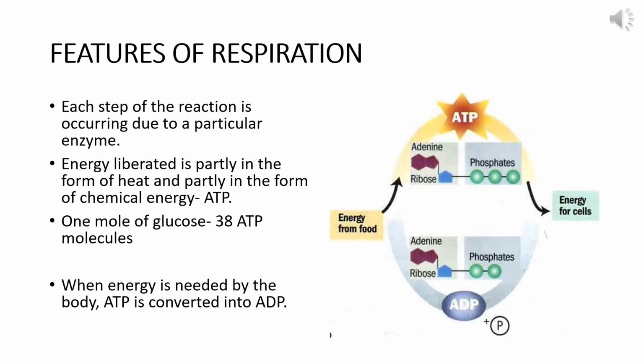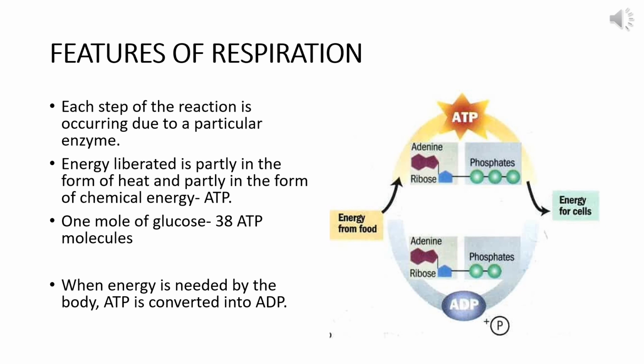All of the steps of respiration, be it a step of glycolysis or a step of the Krebs cycle, are regulated by different sets of enzymes. So in the whole process of respiration, there is a particular enzyme for each particular step. The enzymes help the chemical reactions to occur at a faster rate and in a more efficient process.